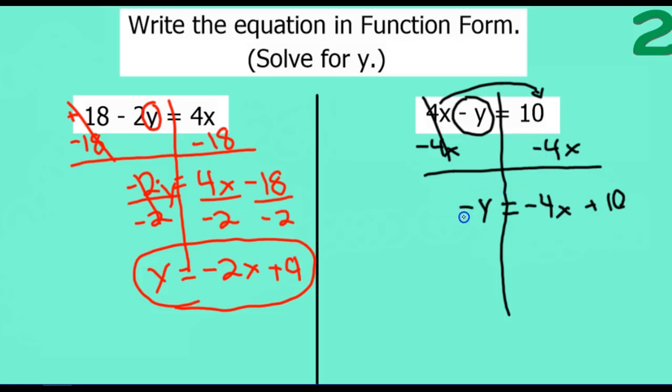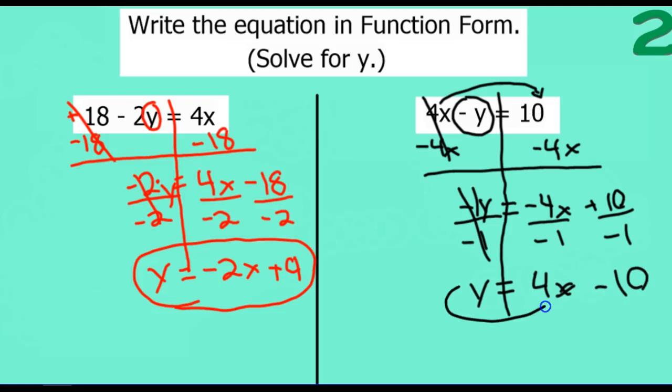Now the y is not by itself. It still has this negative. We know that if something or a letter is by itself, we can put a 1 in front. So I'm going to divide by negative 1. And we divide everything by negative 1. So we get y equals a positive 4x. 10 divided by negative 1 gives me a negative 10. So y equals 4x minus 10.